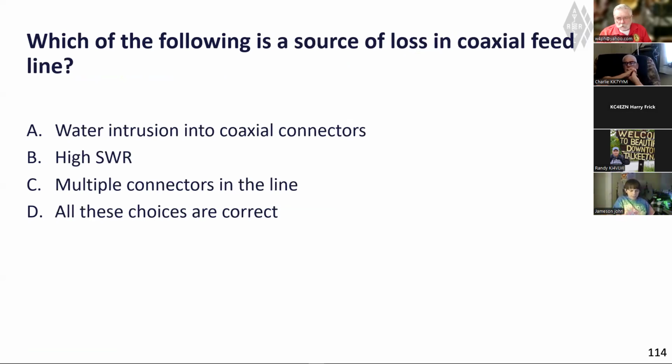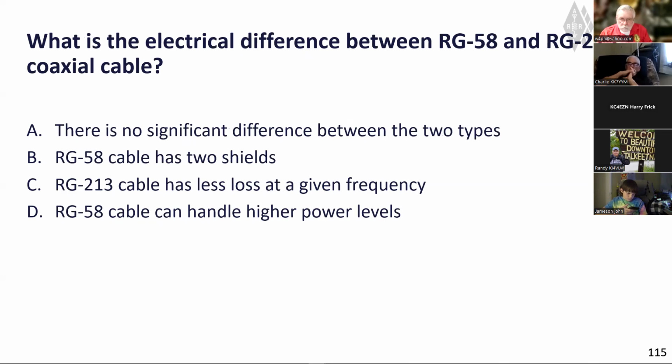Which of the following is a source of loss in coaxial feed line? A. Water intrusion into coaxial connectors. High SWR and multiple connectors in the line. All of these choices are correct. D. They all cause problems. What is the electrical difference between RG58 and RG213 coaxial cable?